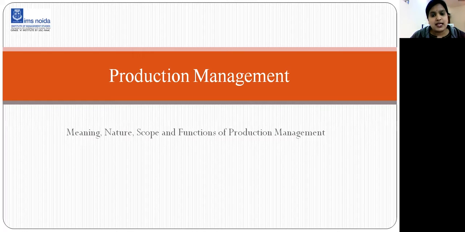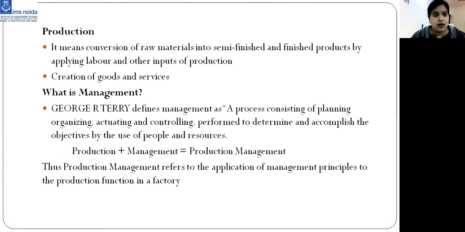Today, we are going to discuss the topic production management. We are going to try to understand its meaning, nature, scope, and functions. Before starting with the definition of production management, let's revise what is production. So production means conversion of raw materials into semi-finished and finished products by applying labor and other inputs of production. Or we can say that production is creation of goods and services.